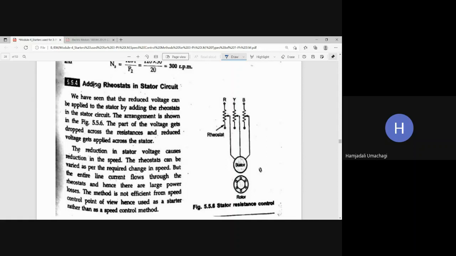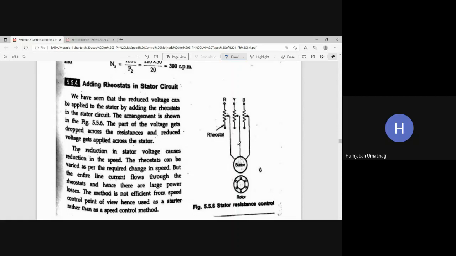Now let us see the description for adding rheostats in the stator circuit. Here we have seen that a reduced voltage can be applied to the stator by adding rheostats in the stator circuit. By adding the rheostats in the stator circuit, it is going to cause a voltage drop.